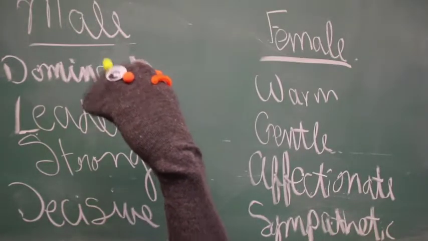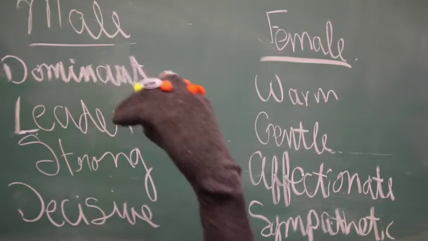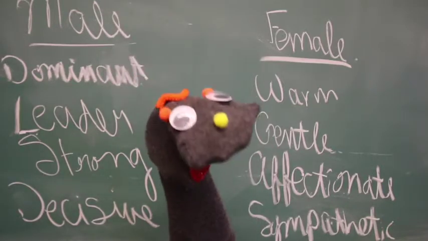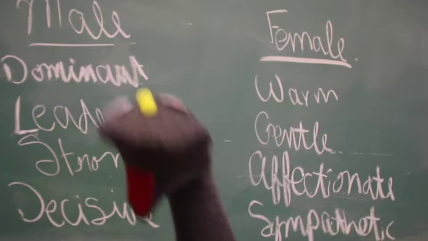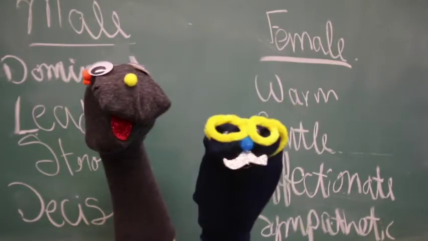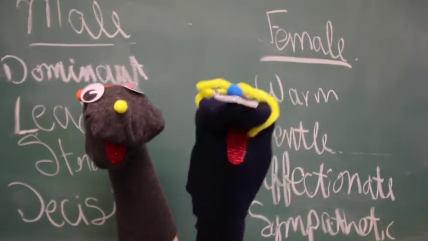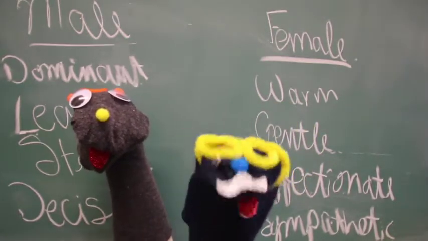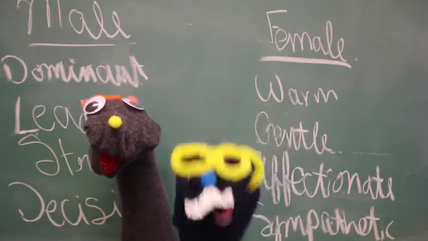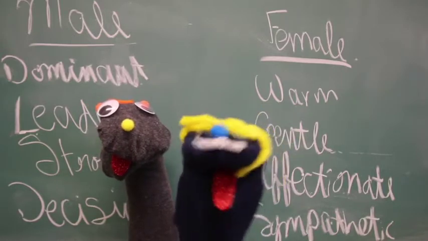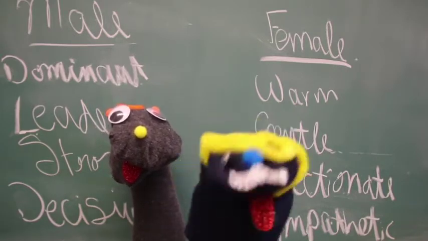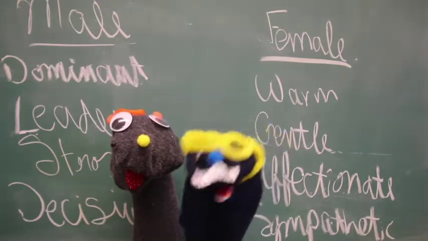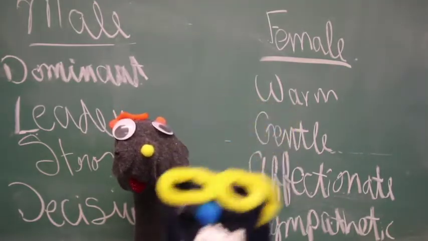Dominant, leader, strong, decisive. I believe a male should be all of these things. Duncan took the BSRI test and got the result of male sex type. He got this result because he believes that males should act in a certain way.